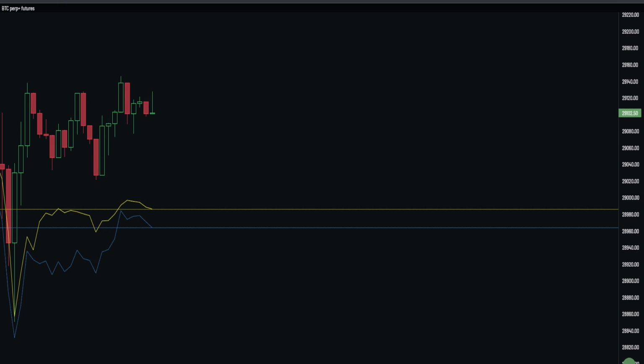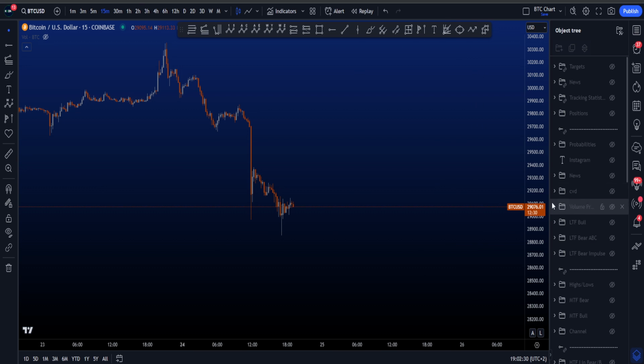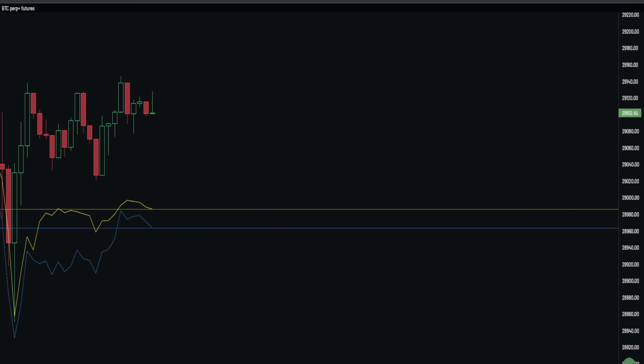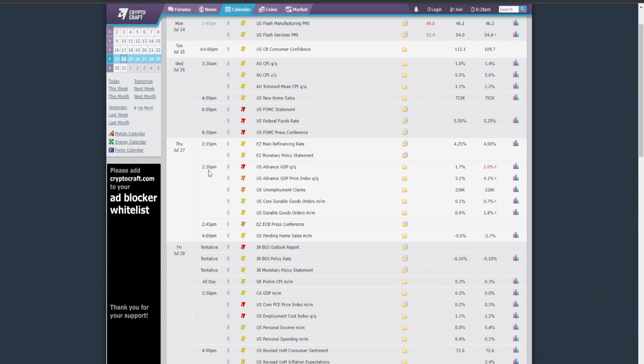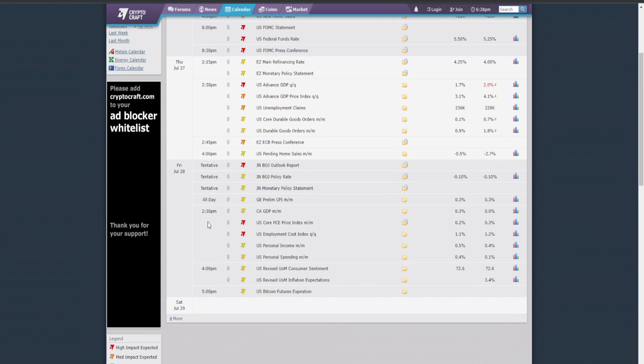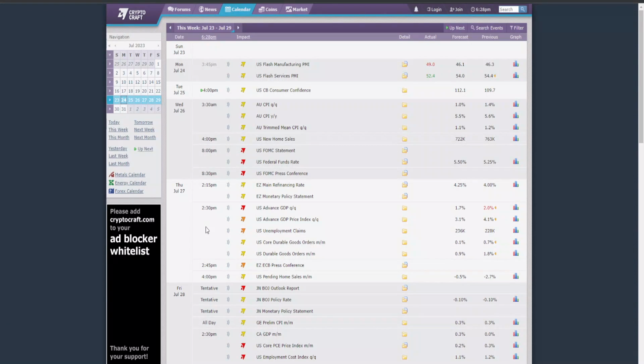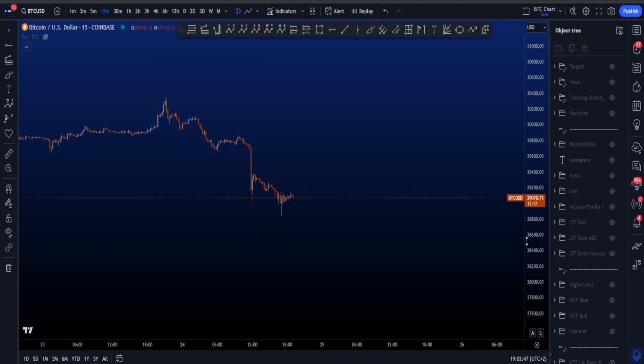So everything is pretty neutral on the lower time frames. Then we have news this week, and that is going to be important, and probably that's going to decide which direction we're going to go towards. 8 p.m. on Wednesday, we have high impact news, 8:30 p.m. Central East European time, by the way, 2:30 p.m. on Thursday and 2:30 p.m. on Friday. So make sure you are prepared during those hours.